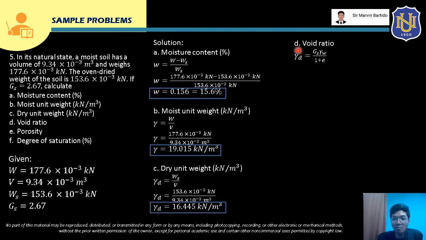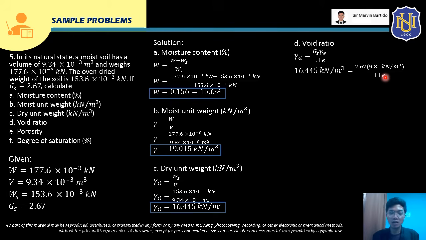Okay, so yung gamma dry, meron na tayo niyan, ito yon. Tapos yung G sub S given. Tapos gamma ng water constant na yan, 9.81 kilonewton per meter cube. And then yung E yung hinahanap. So we can solve this class. So substitute natin yung gamma dry, which is 16.445 kilonewton per meter cube here. And then G sub S is 2.67. And then gamma water, that is 9.81 kilonewton per meter cube over 1 plus E. So E is the unknown.